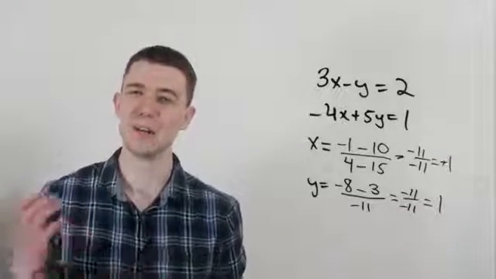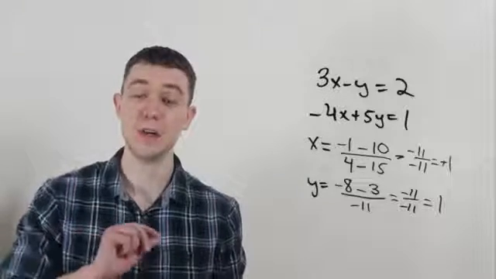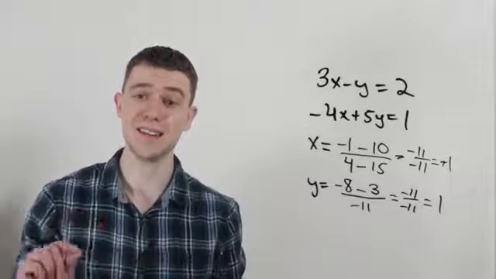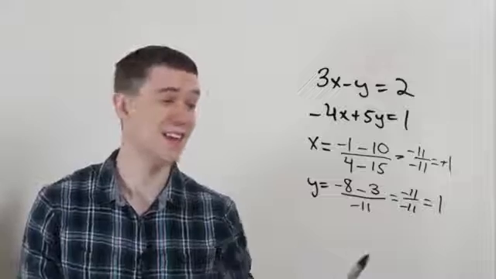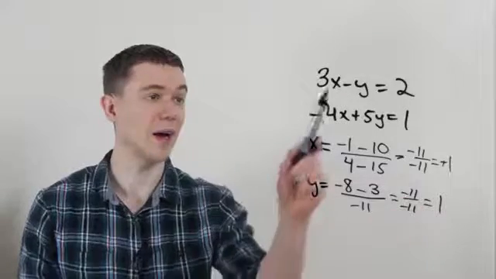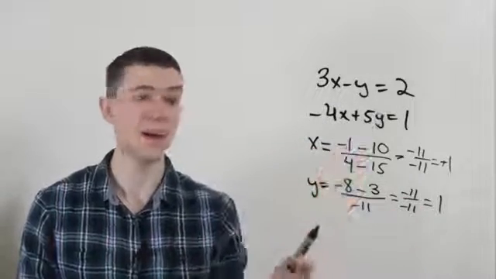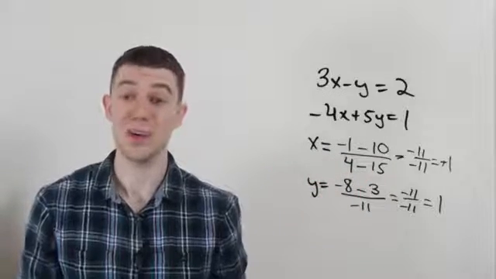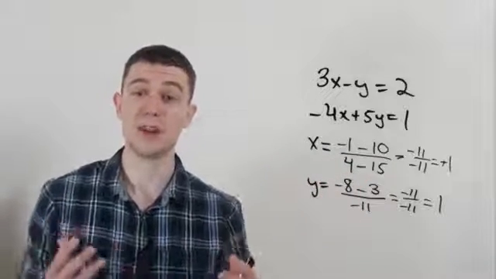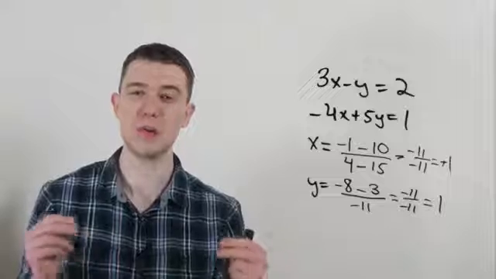And if you're ever not sure, if you ever feel like you made a mistake, you could always plug these numbers back into the equations and make sure they make sense. If I plug 1 in for x and y, 3 minus 1 is 2, and minus 4 plus 5 is 1. It works out. Before you try this trick on your problems, make sure you have the ordering right.